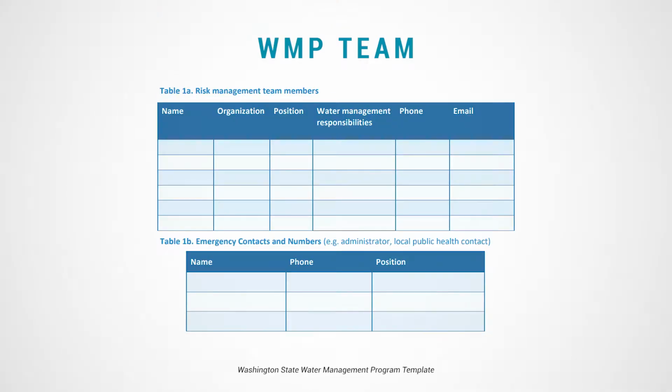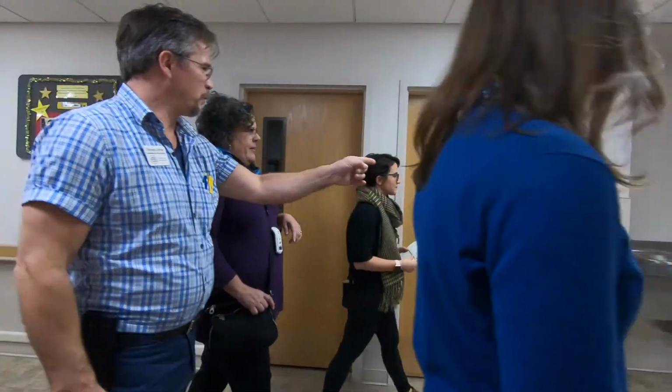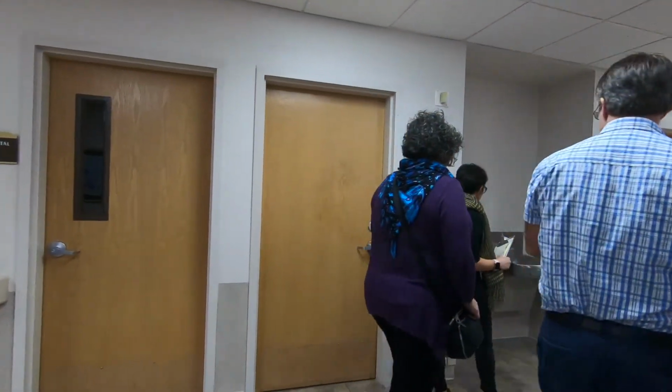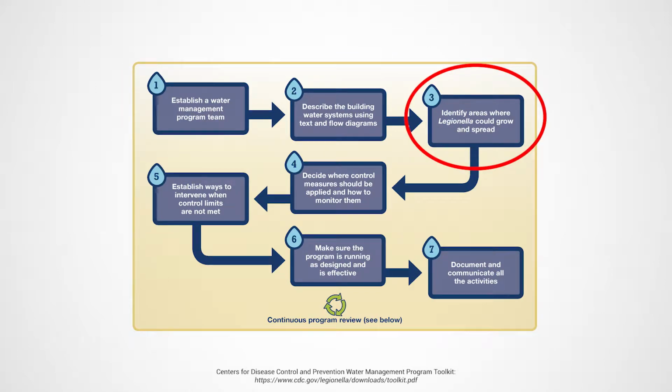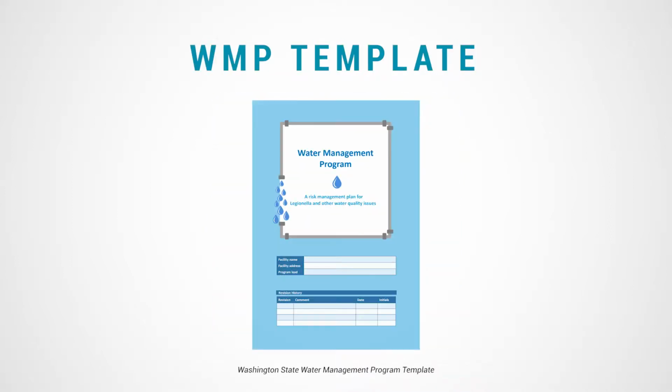You've now watched the videos for creating your water management program team, the flow diagram with written description, and have taken a walk through your building to identify how water is stored and moves through your facility. The next step is to complete a hazard and risk assessment for your facility. Before going further, it may be useful to have your facility flow diagram available and the Washington State Department of Health Water Management Program template on hand to fill out during this video.